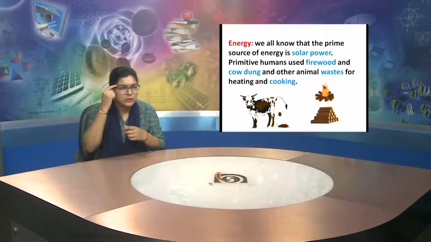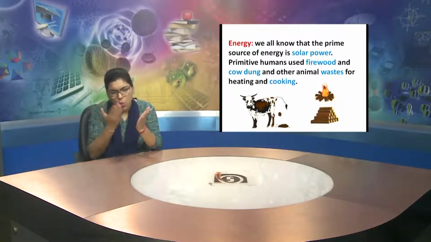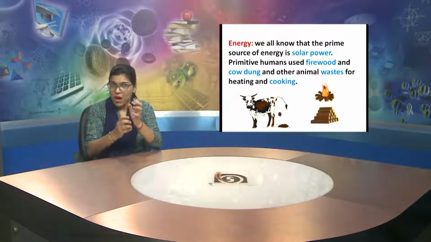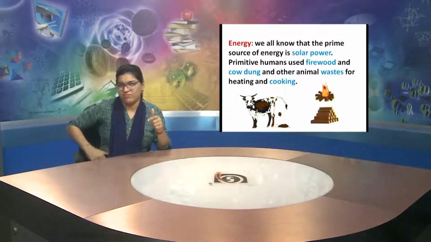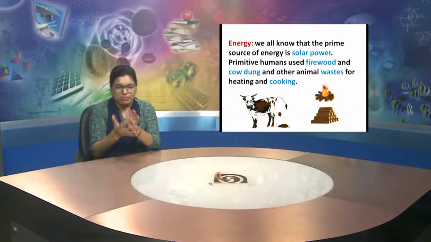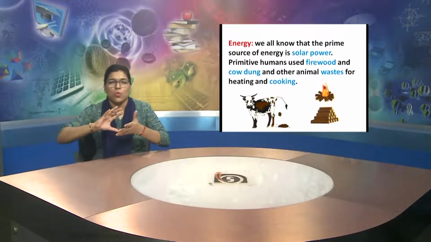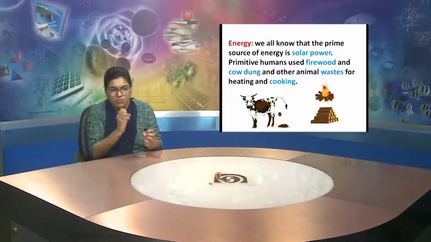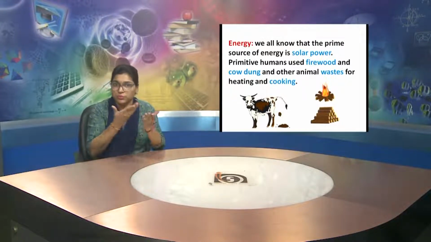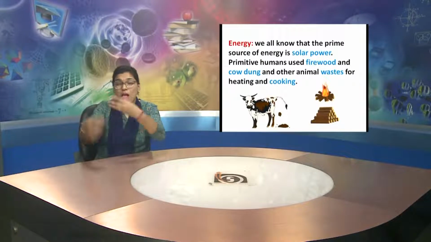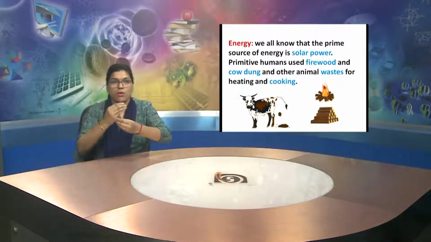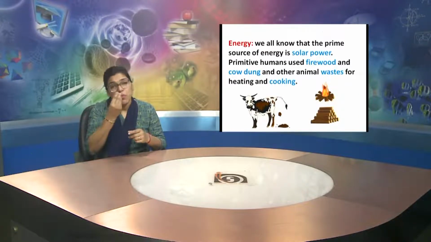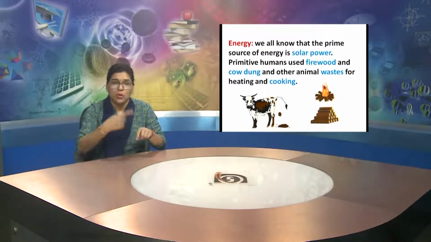The primitive humans used energy in their own ways, like they used firewood and also they used cow dung and other animal waste for heating and cooking purposes. So there are different kinds of animal wastes which can be used for the production of energy.